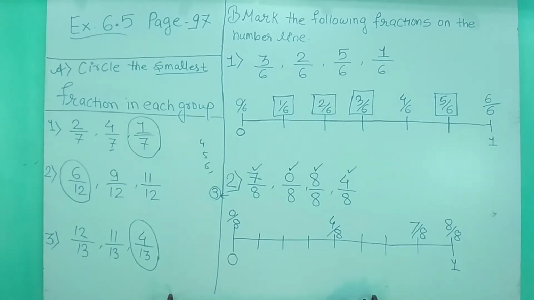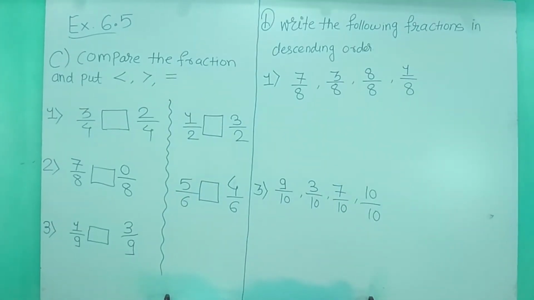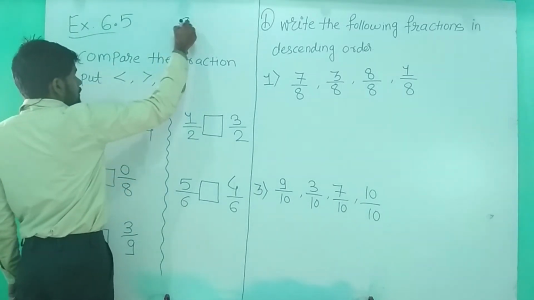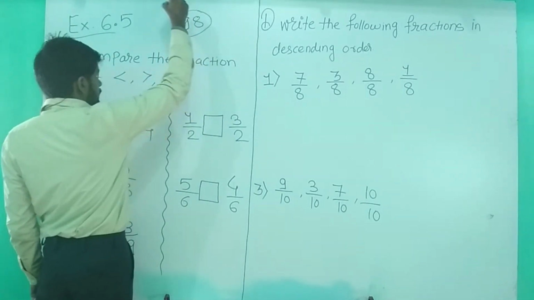Okay, everyone, now we are proceeding toward question number C and D. Now we are proceeding toward question number C and question number D of exercise 6.5. It is available on page number 98. Okay, dear students, so it is page number 98. Everyone open page number 98.